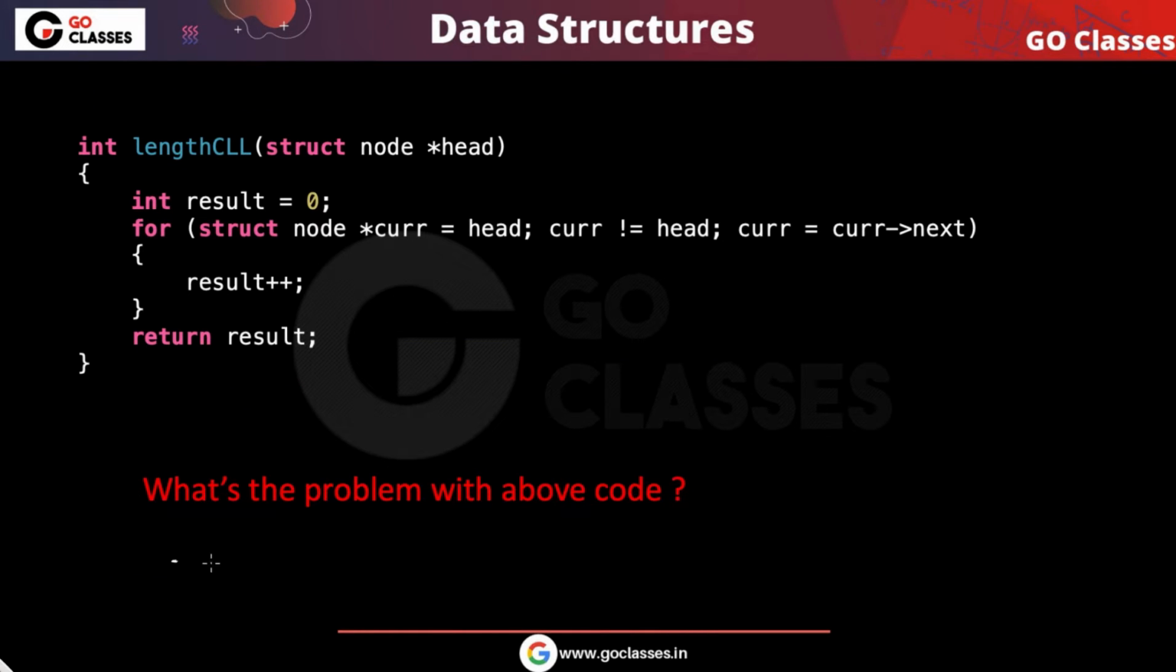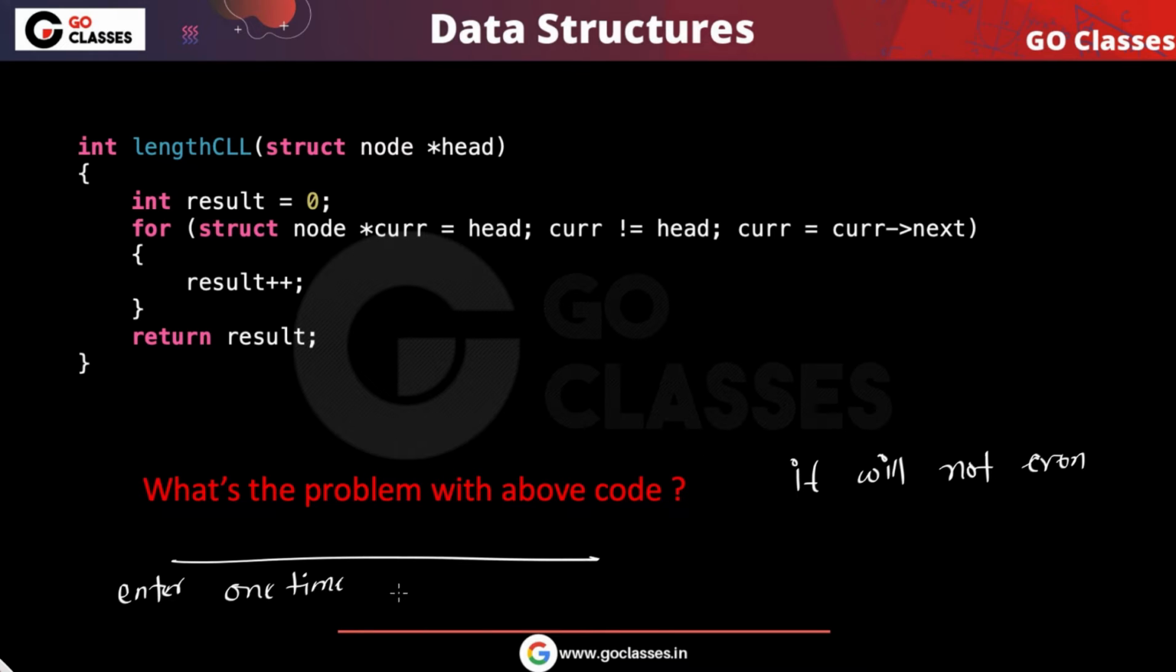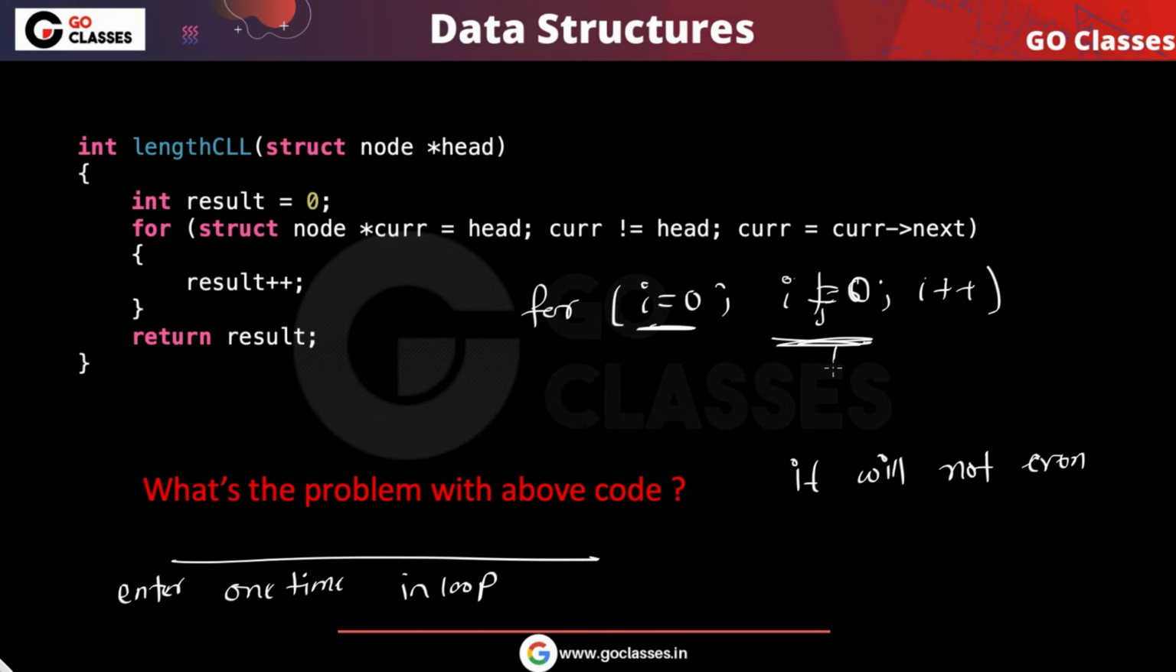Are you getting it? See, what's the problem with this code? This is the code, and it will not even enter one time in the loop, right? Why? Because it is as good as saying for i equal to 0 and i is not equal to 0, right? I'm just assigning i to be some value, and I'm immediately checking whether i is not equal to 0. So obviously this condition is always false, right? Why is it always false? Because I'm just assigning and immediately checking, so it will be false obviously. That is why it will not work.